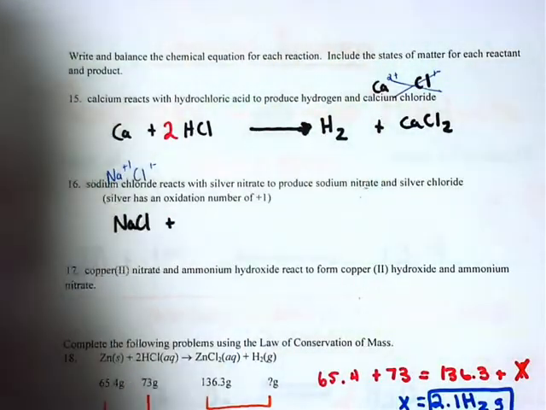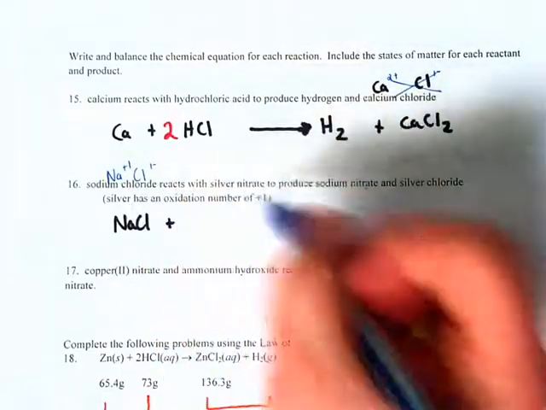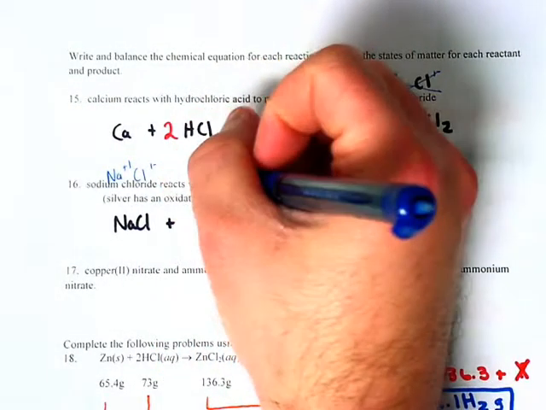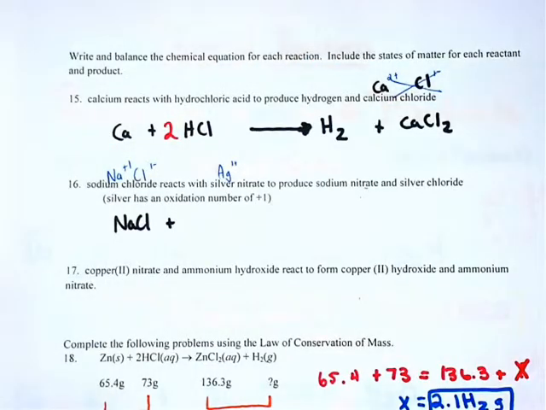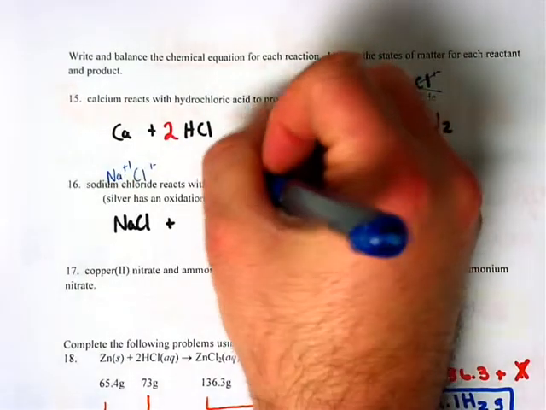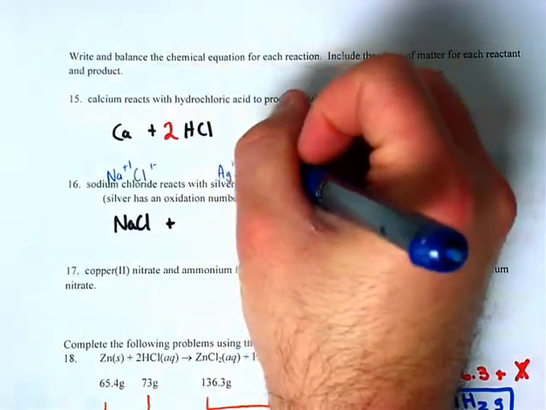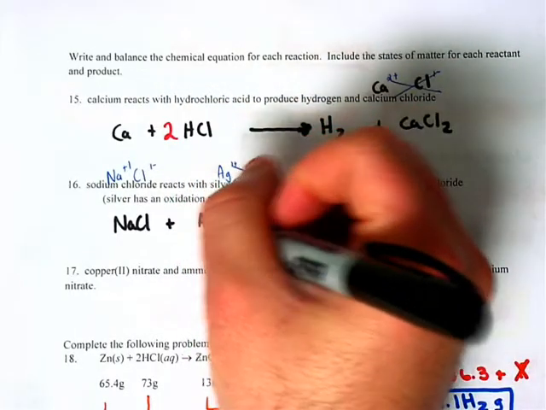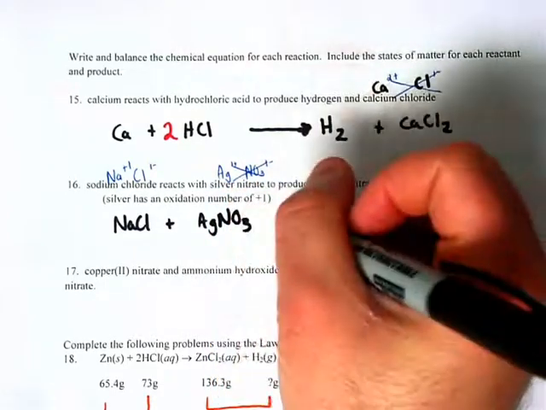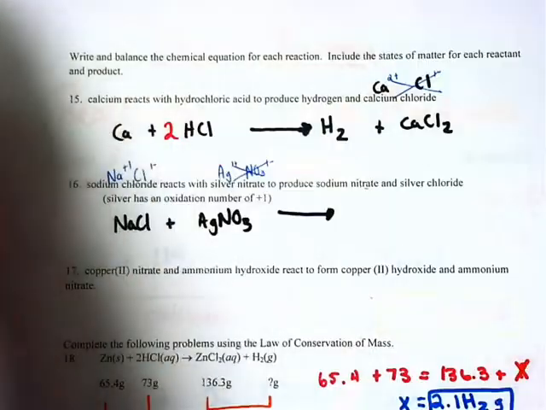silver nitrate. Now, the hint that they gave you was that silver has a +1 charge. Silver is Ag with a +1. What about nitrate? That's a good one. Does anyone remember that one? Oh yeah, NO3, 1 minus. You do the crisscross, and it's very good. AgNO3. To produce sodium nitrate.